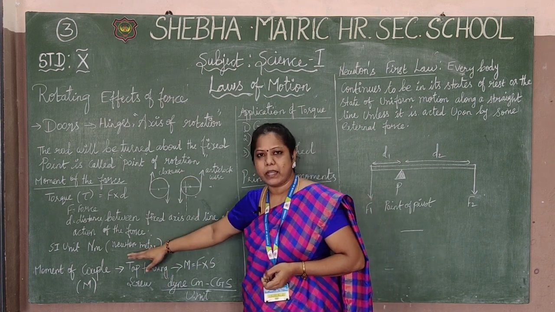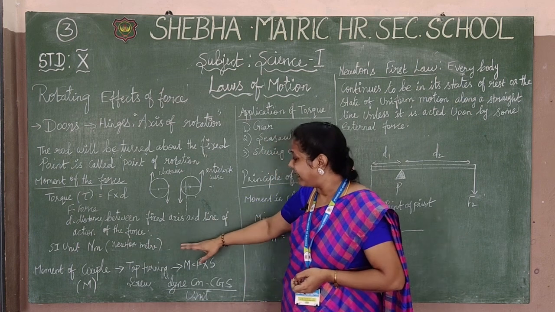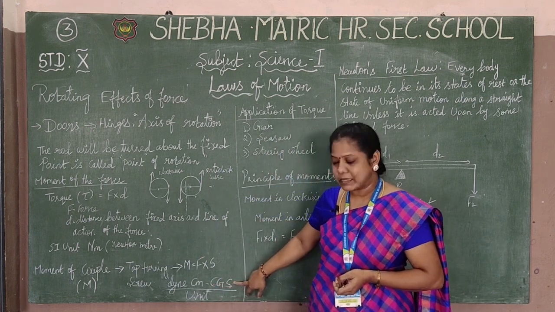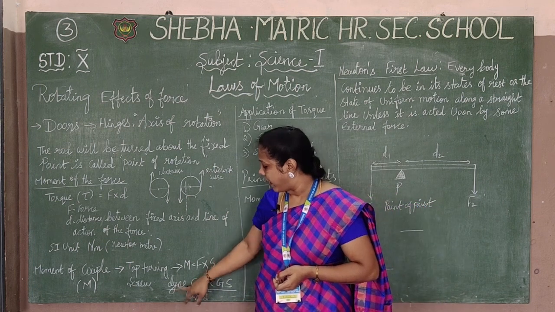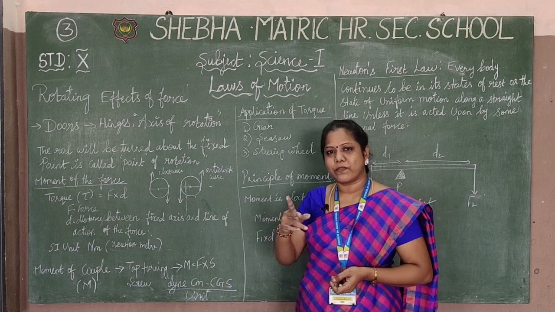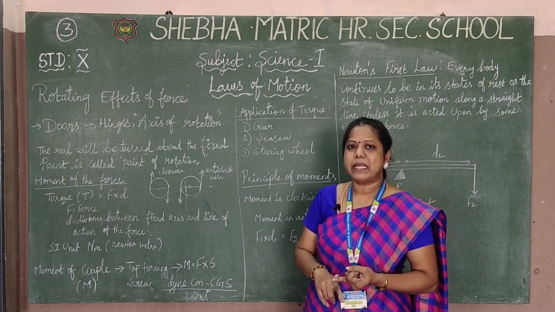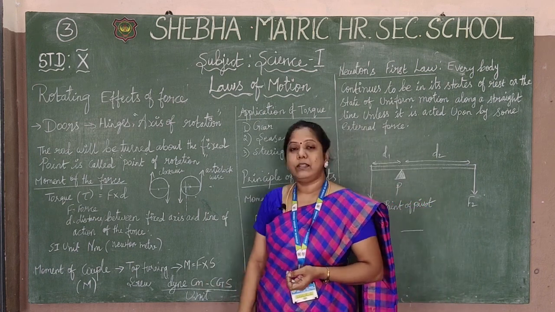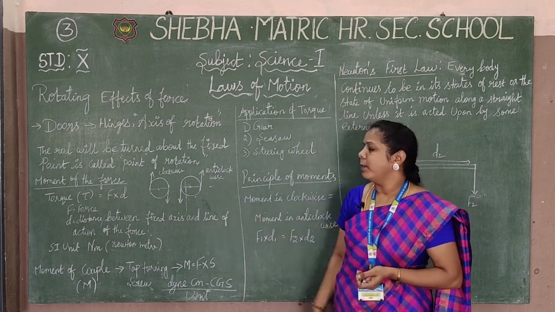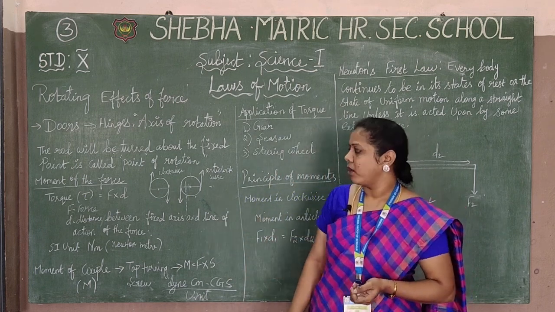What is that unit? Newton meter. That is the SI system. If you go for the CGS system, the unit is dyne centimeter. So two types of system are there: for SI, newton meter, and for CGS, dyne centimeter. That is one more of the units of moment of couples. Okay, I hope you understand.